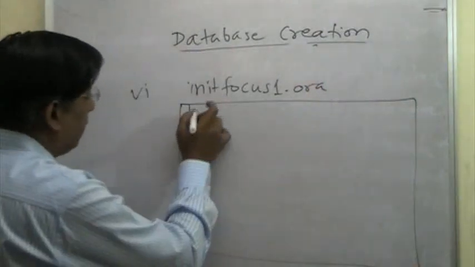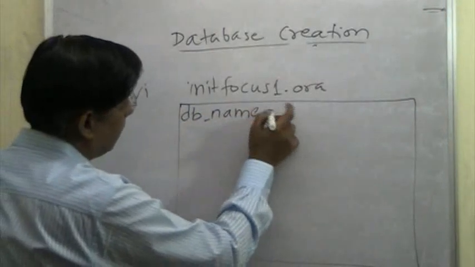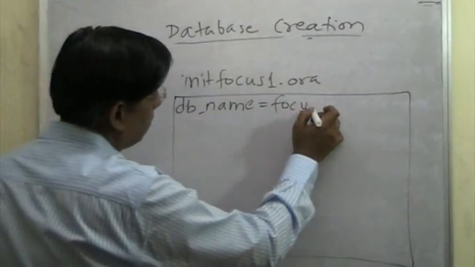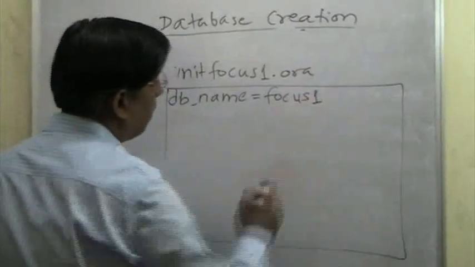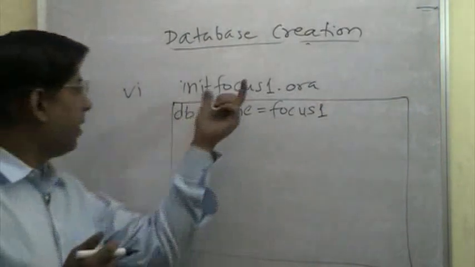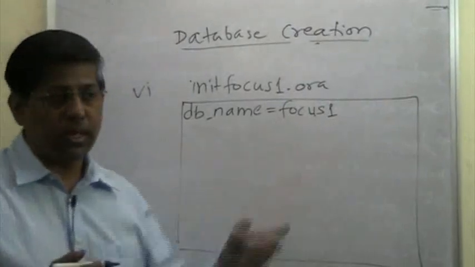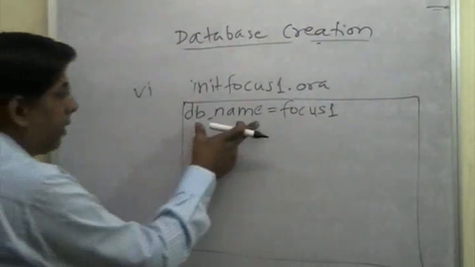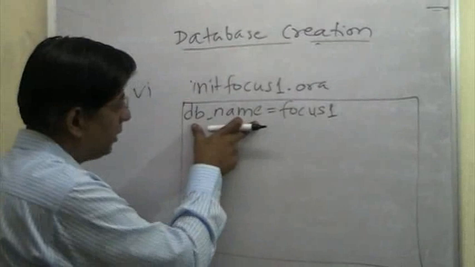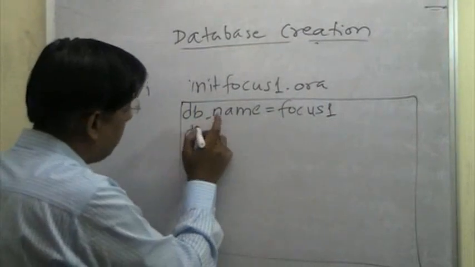The first thing is db_name equal to OCUS1. So the name of the database is written as db_name, and that should be written in this file. This is a file which has a parameter, the equal to sign, and the value. You have to type them, and don't make any mistakes here, because if these parameters are misspelled, then Oracle will not know what that parameter is.